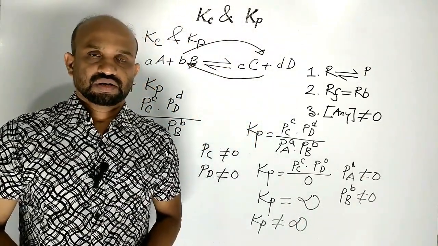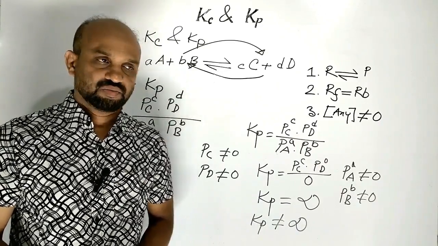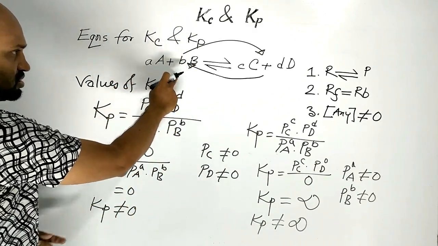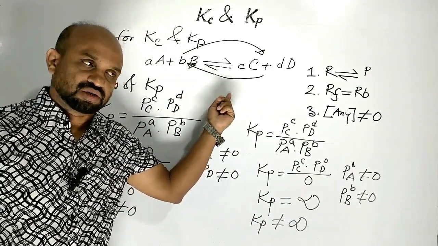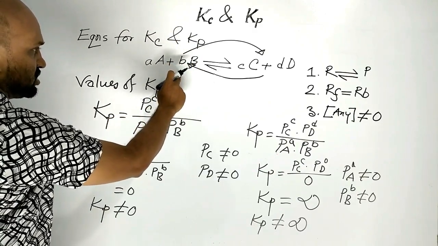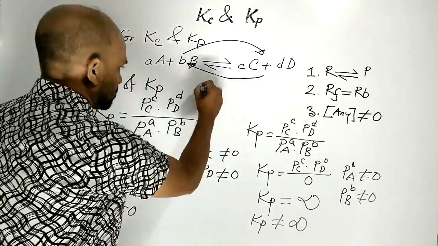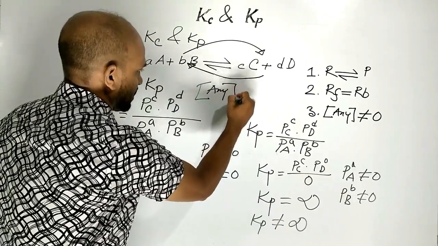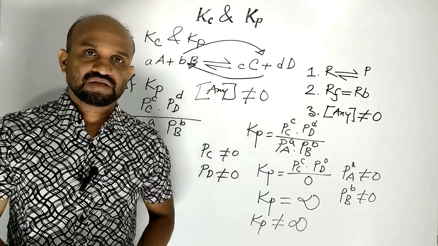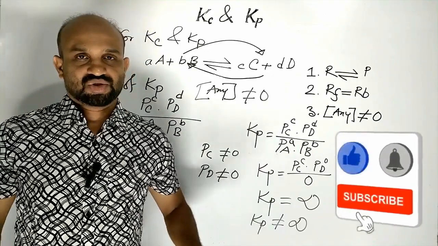At a glance, Kc and Kp cannot be 0 and cannot be infinity as well, because Kc and Kp involve reversible reaction, not irreversible reaction. Kc and Kp involve reversible reaction in which there is existence of all components. Concentration of any component cannot be 0. As a result, value of Kc and Kp cannot be 0 and cannot be infinity as well. This is all about Kc and Kp.